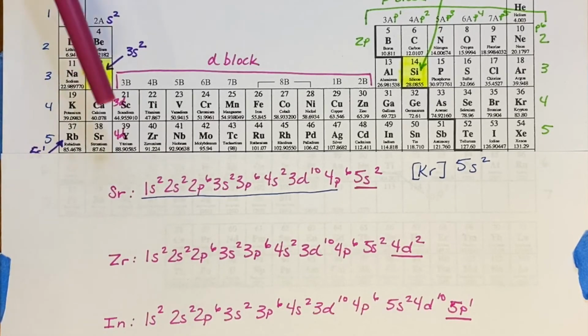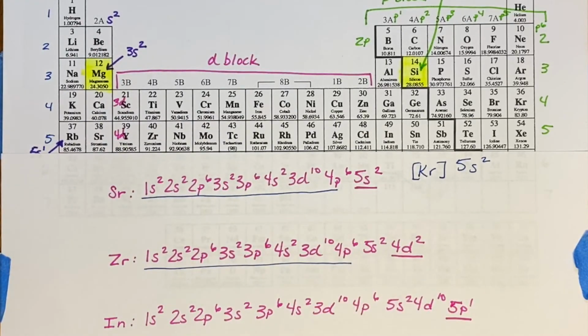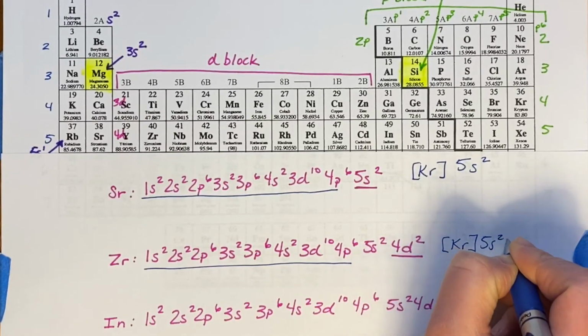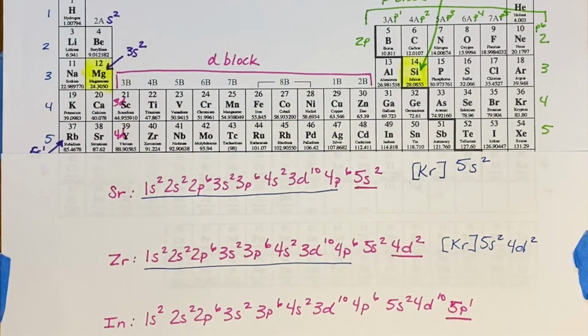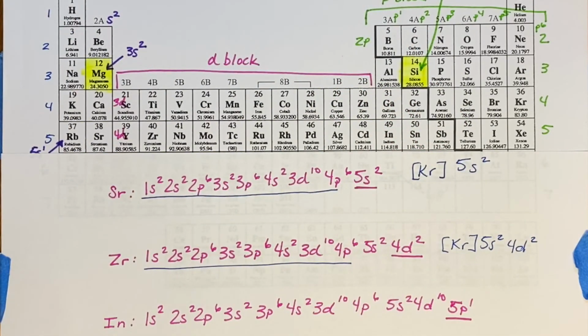For zirconium, zirconium is also in the 5th period, so that means that we can use krypton to abbreviate the first 36 electrons. So we can abbreviate electrons in the 1s all the way through the 4p. But we have to write all of the electrons that come after electron 36. For zirconium, that's going to mean electrons 37, 38, 39, and 40. So we're going to have krypton in brackets, followed by 5s2, 4d2. We placed 36 electrons from krypton, 2 electrons into the 5s, 2 electrons into the 4d, and that gives me a total of 40 electrons, which is what I need for zirconium.